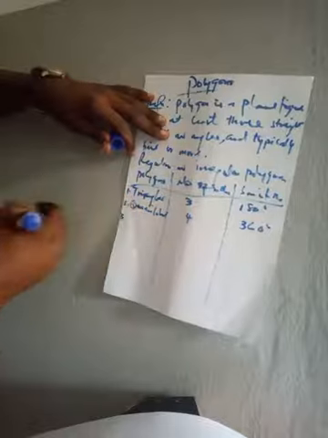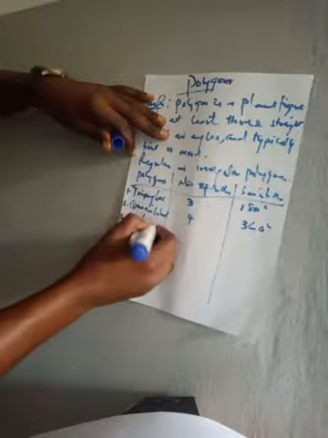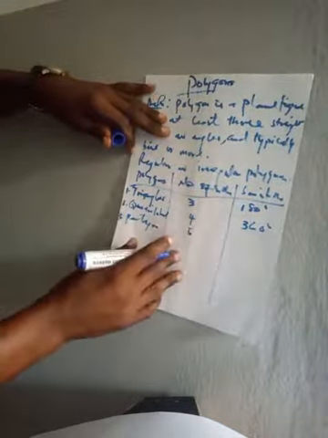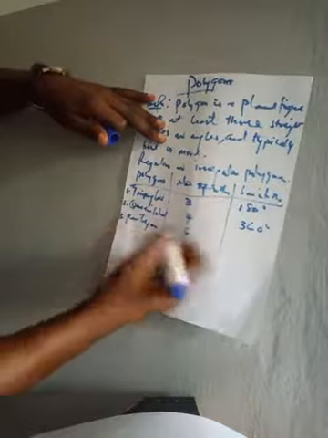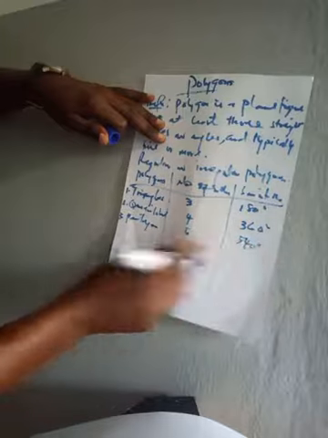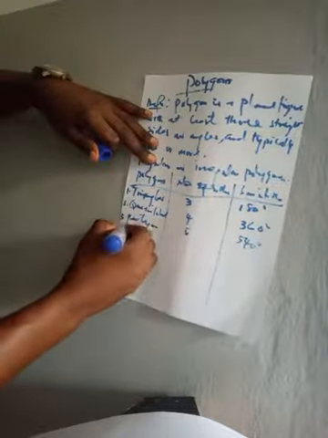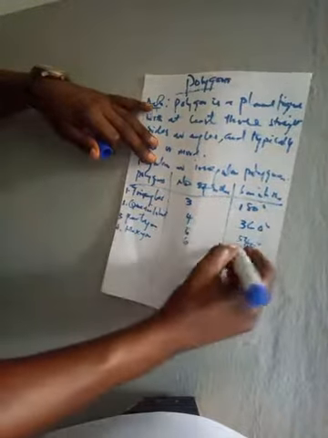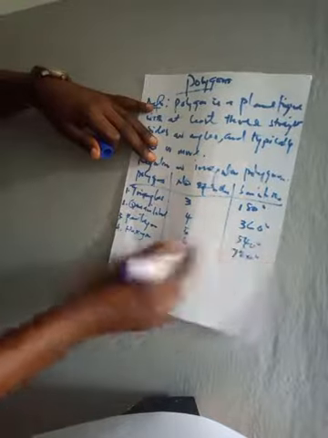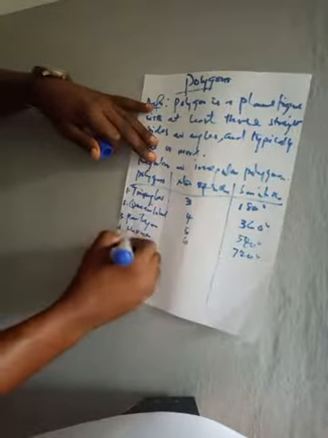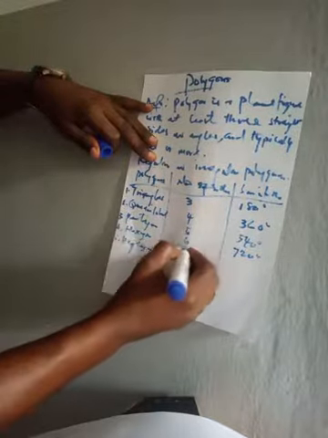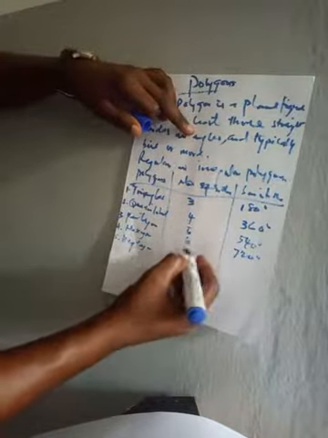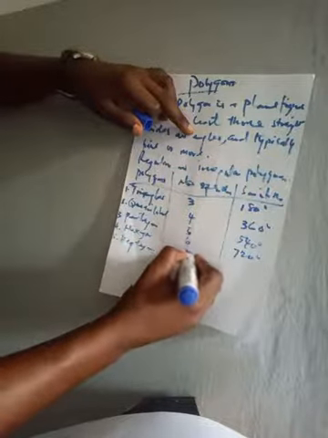Then number 3, we're going to talk about pentagon. A pentagon is a polygon, and it has 5 sides, and the sum of interior angles of a regular pentagon is 540 degrees. Then number 4 is hexagon. A hexagon has 6 sides, and the sum of interior angles is 720 degrees. Then we have number 5, heptagon. A heptagon has 7 sides.